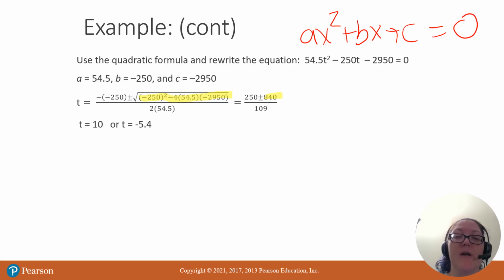In this case, we're going to get two possibilities. We're going to take 250 plus 840 divided by 109, and then 250 minus 840 divided by 109. You're probably asking where all this came from. All I did was plug into my quadratic formula: a negative times a negative 250, plus or minus the square root of a negative 250 quantity squared minus 4 times 54.5 times a negative 2,950, and all of that divided by 2 times 54.5. That's how I simplified it all out.